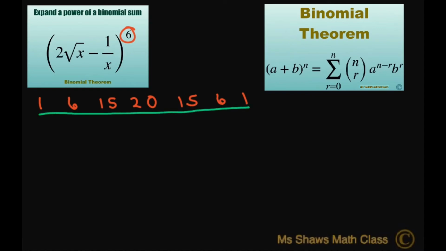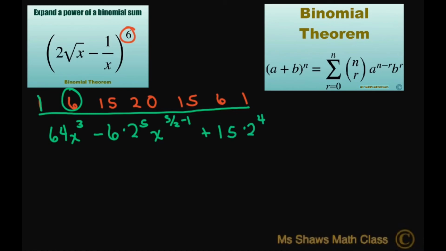So for the first one, we just had 1. So this is going to be 64 x to the power of 3. So that's your first term. And then we had that minus. So that's going to be minus 6 times 2 to the power of 5, and then x to the power of 5/2 minus 1. Then we're going to have plus 15, times 2 to the power of 4, x to the power of 2 minus 2.